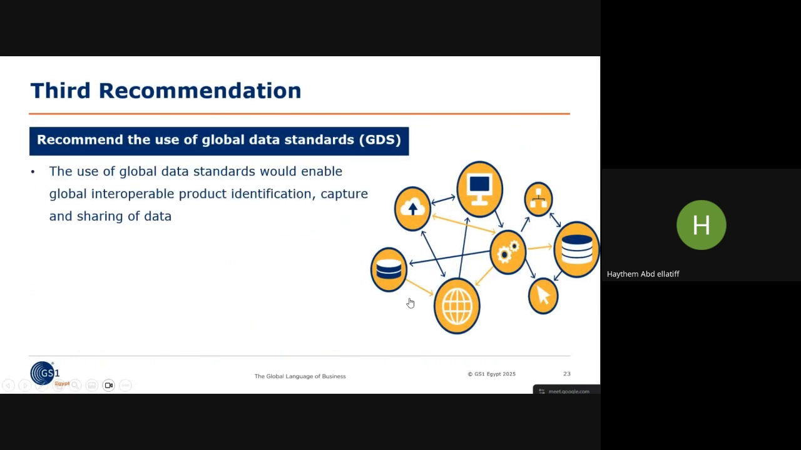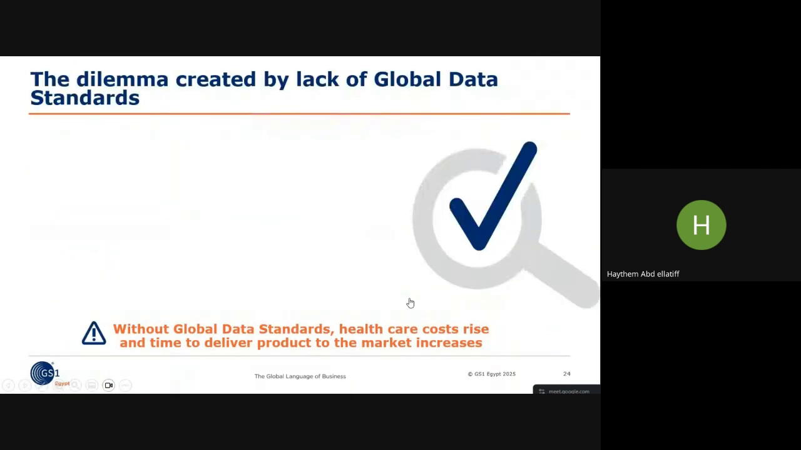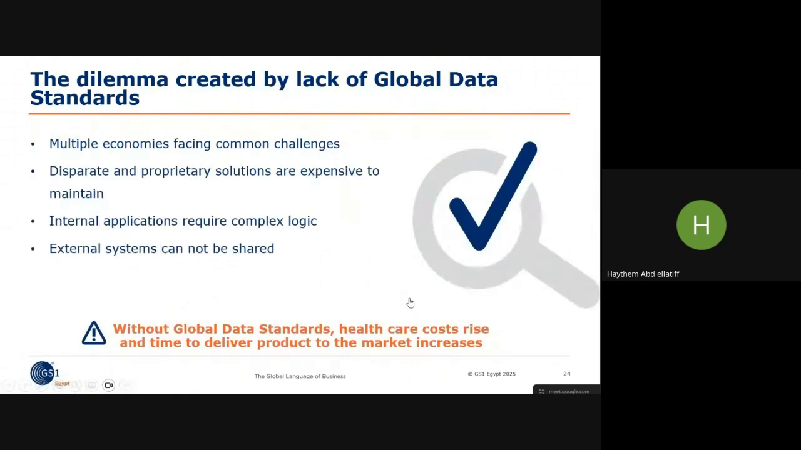The third one is using a global data standard, to enable global product identification, and this may support efficient and effective management of the supply chain and harmonization between the countries and each other.